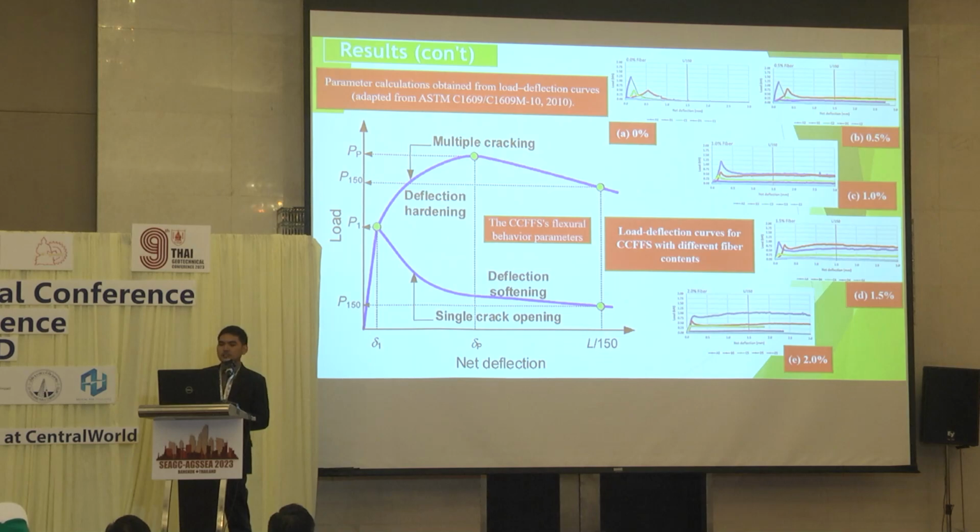Let's move on. The result continues with the parameters obtained from the load deflection curve, adapted to the ASTM C1609. You can see the load versus net deflection showing the percent of the polypropylene fiber in groups A to E, from 0 to 2%, and the load deflection curve of the CCFFS with the different fiber content.